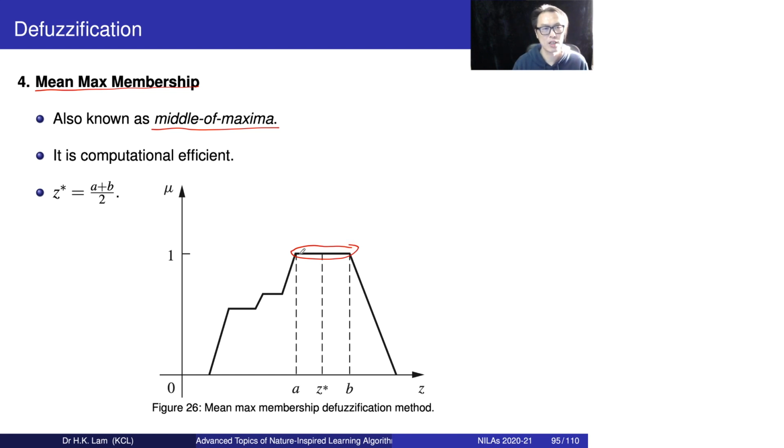So right here, that is the flat region, and then we identify the A and B value, and then take the average, and that's it. Yeah, so that's why there's a comment right here. It is computationally efficient.